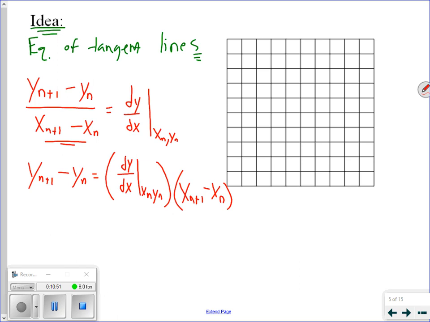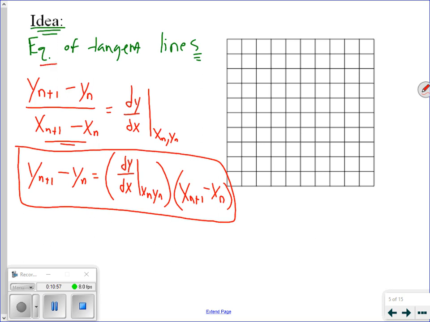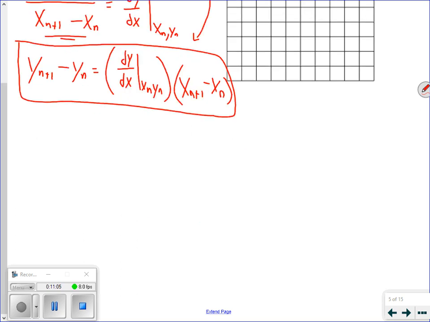And if you notice, this is nothing more than the definition of an equation of a tangent line. This is the tangent line equation. We got y minus y equals slope times x minus x. That's all it is. We're using tangent lines of many little slope fields to estimate points.